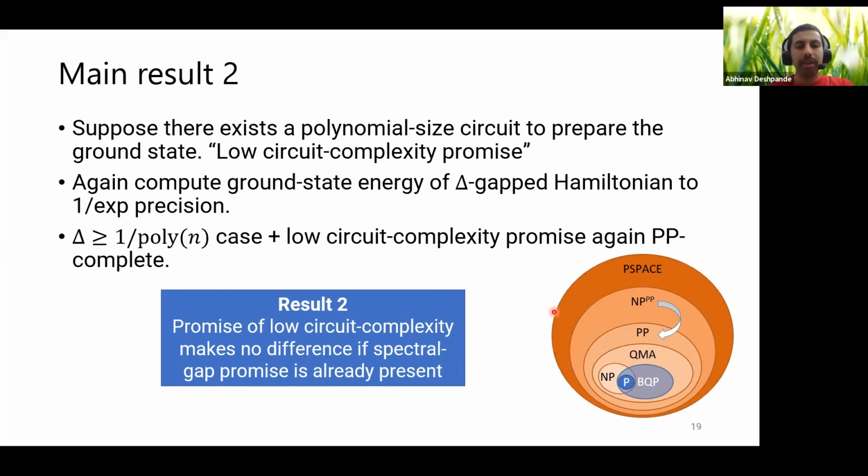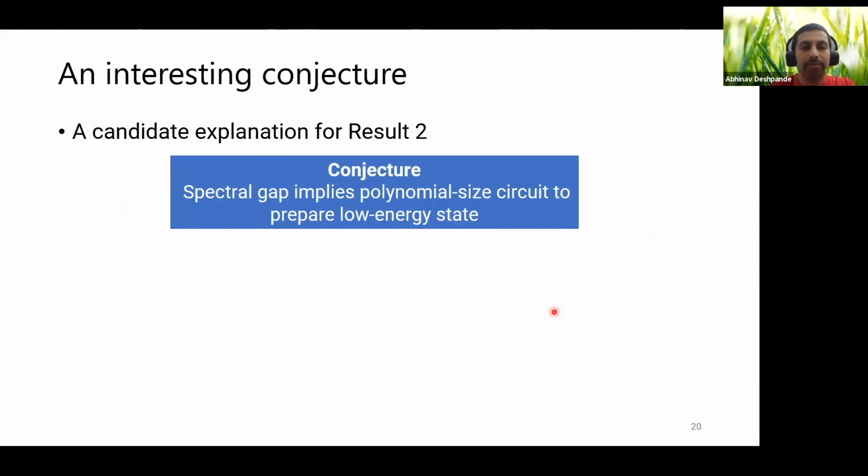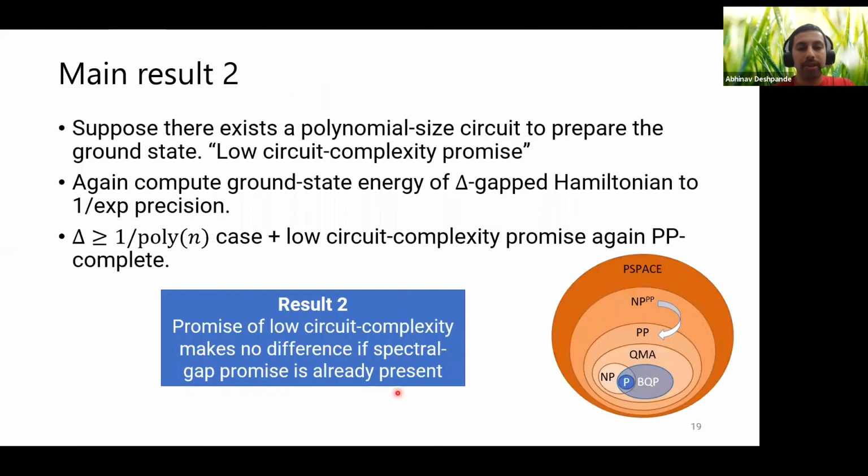I like this result because it's very suggestive. In fact, a much stronger statement is the following conjecture: that the spectral gap implies that there exists a polynomial size circuit to prepare a low energy state. If you believe this conjecture, that would explain why this result holds, because the spectral gap already implies this low circuit complexity statement. So this extra promise makes no difference.